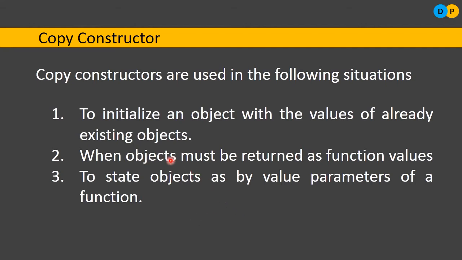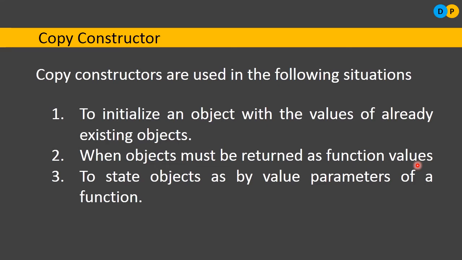So in which situation can we use copy constructor? The first situation is to initialize an object with the values of an already existing object. In the beginning we have created one object. With that value, if you want to create one more object, that is possible with the help of copy constructor. And the second one is when objects must be returned as function values. As we know, functions have the ability to return values. They can return integer, character, float. In the same fashion, if a function wants to return an object, then also we can consider the concept of copy constructor. So that's the second situation.